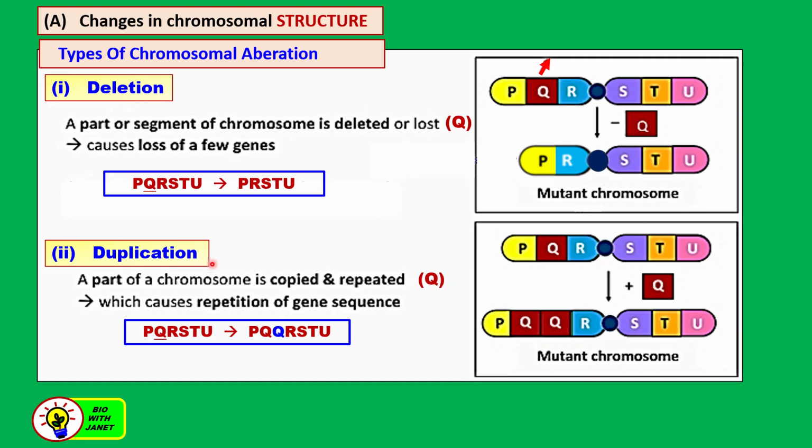Duplication is the second type of chromosomal aberration or mutation where there's a change in chromosomal structure. A part of a chromosome is copied and repeated, let's say segment Q, which causes repetition of the gene sequence. This is the original chromosome, PQRSTU. Now the Q segment is copied and repeated and then joined to the original chromosome. So the chromosome becomes longer with an extra few genes in the Q segment. PQRSTU becomes PQQRSTU. This is duplication.